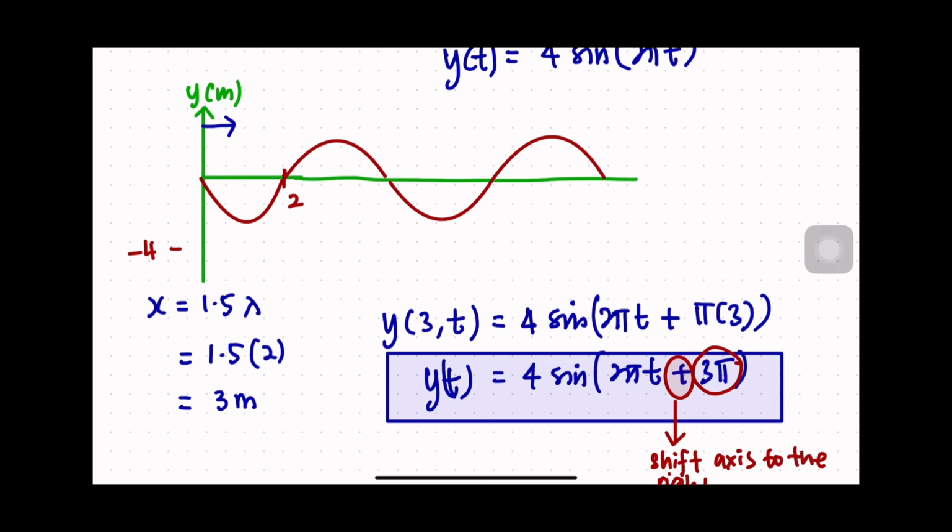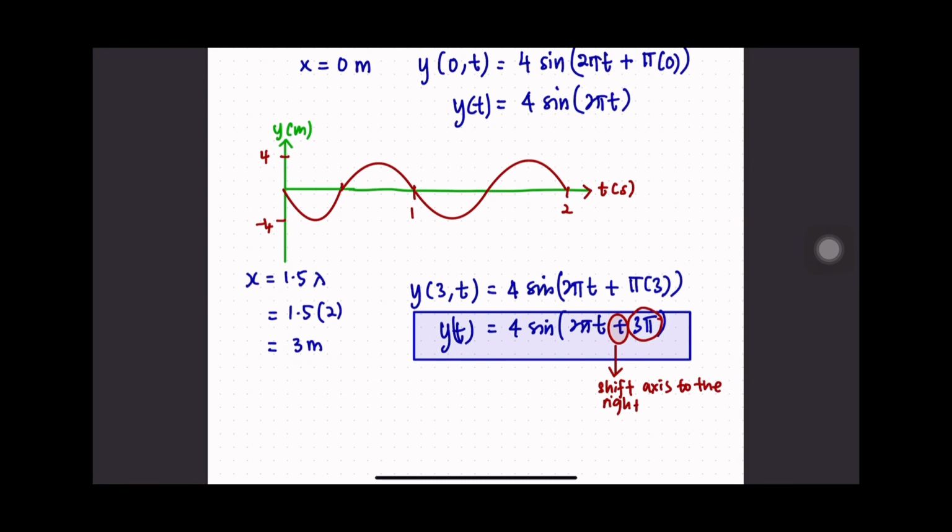Okay, so disebabkan dia punya dah berubah position dia, yang lain semua kena padam dan isi balik semula lah. Adalah 4, negatif 4. So, one complete cycle tadi 1, 2. So, ini adalah dalam T kan? Okay, T dalam second. So, inilah graf bila awak dah shift dia sebanyak 3 pi.